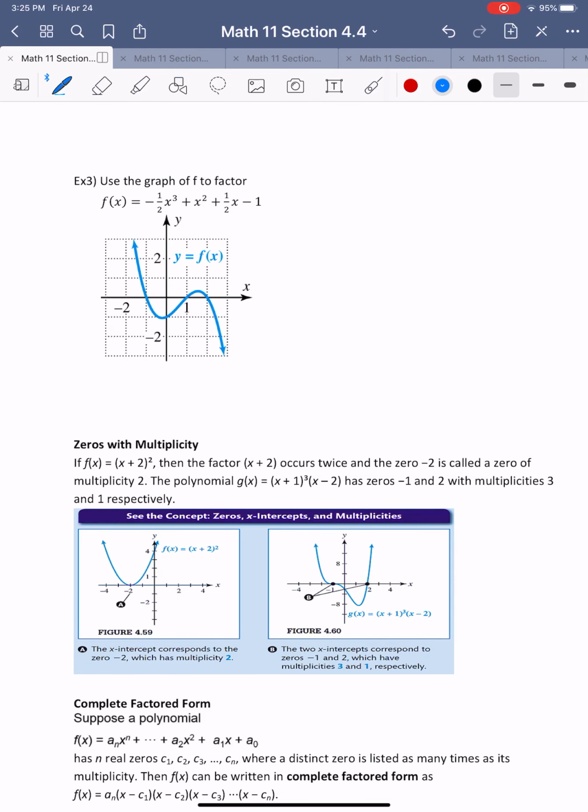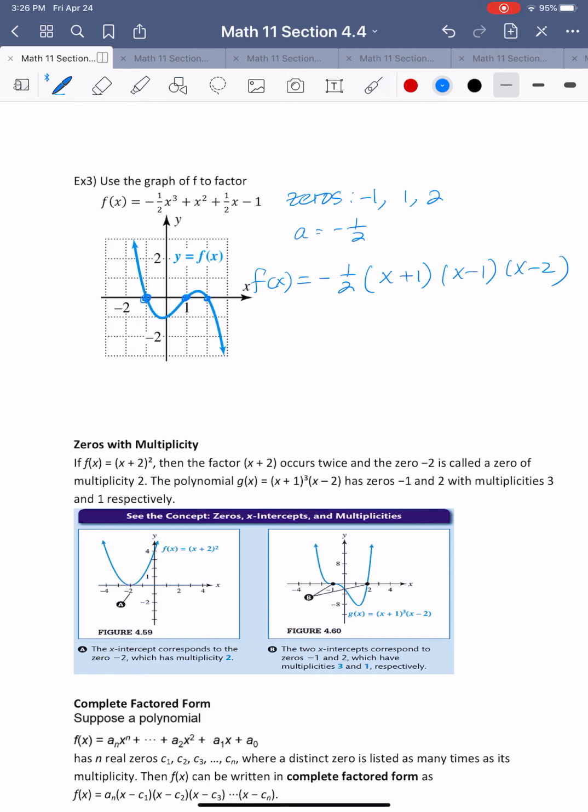And then number 3, use the graph of the function to factor. Instead of factoring the function, we have the zeros already here. There's a 1, 2, and 3 zeros. The zeros from the graph, I think, are -1 and 1 and 2. And then the a is -1/2. So in order to find the complete factorization form, we get -1/2 times x minus the zero, x minus the zero, x minus the zero. So that's enough.